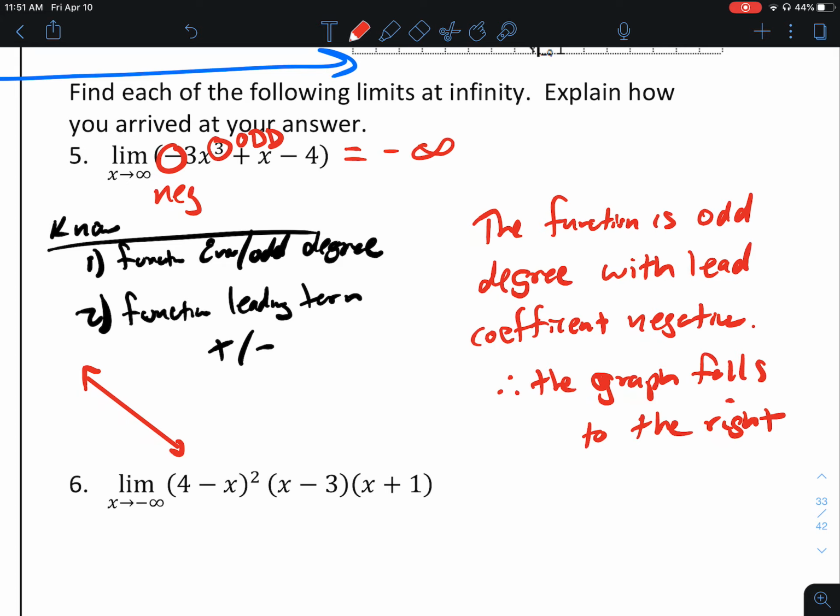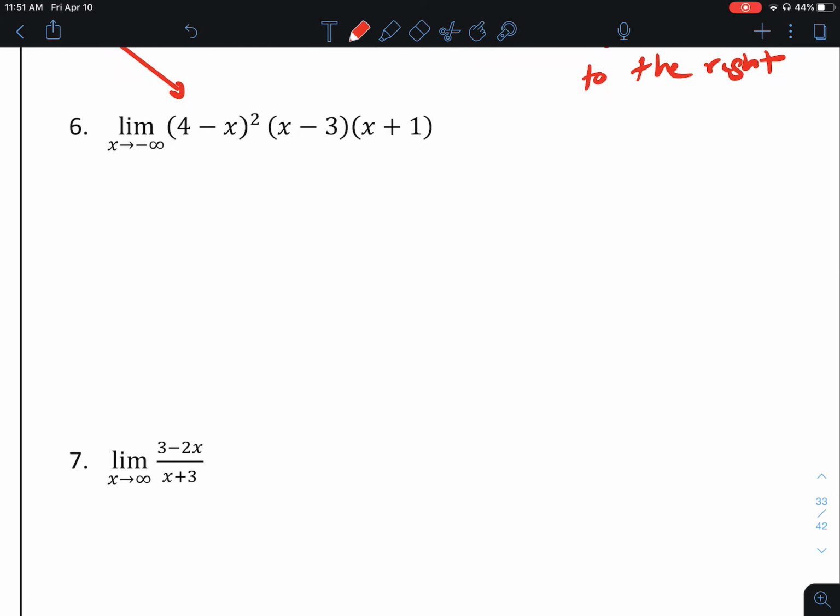So as you go right, it goes down is what that means. Let's look at this next one, number 6.